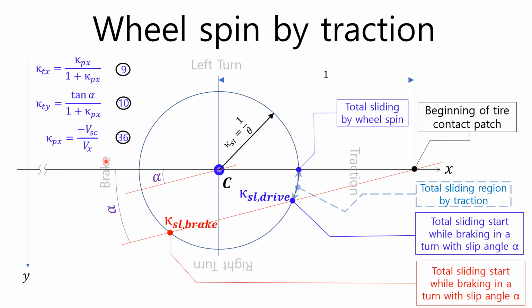Vx is the speed of the wheel center relative to the road surface, which is well explained in the last video, E54. As a result, the y-axis component of the combined slip disappeared and only the x-axis component remains, as shown in equation 9. The region between this point and the total sliding point during traction represents the region along which total sliding occurs while the speed of the wheel center is not zero.